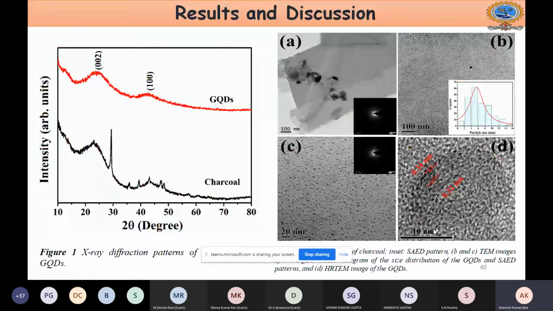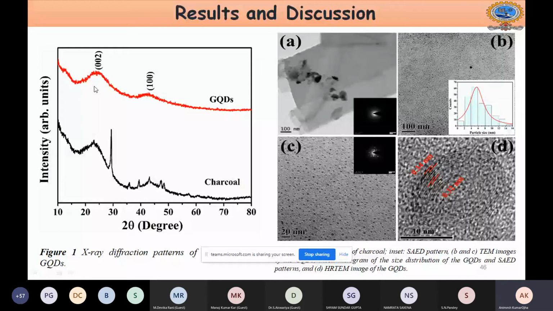See the XRD pattern of the synthesized graphene quantum dots shown in figure 1. The peaks at 2 theta of 23.04 and 42.98 are assigned to the 002 and 100 planes respectively of graphene. This 002 plane has a lattice spacing of 0.38 nanometer.